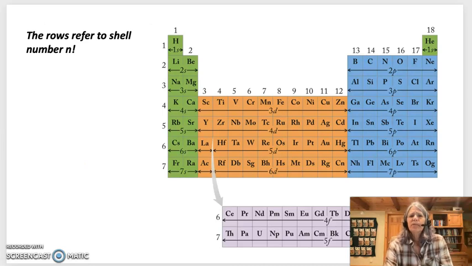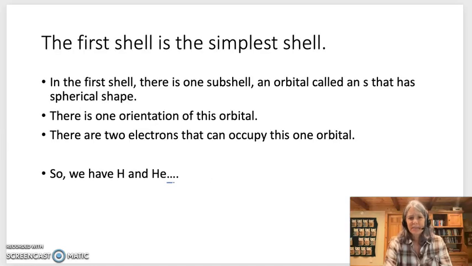Importantly, the row represents the shell number. So our first shell is 1. That's where n equals 1, the principal quantum number. And you'll see in that row we have 2 atoms, hydrogen and helium. The atomic numbers are 1 and 2, so we have 1 electron in the neutral atom of hydrogen and 2 in the neutral atom of helium. So let's first look at the quantum numbers that describe those elements.